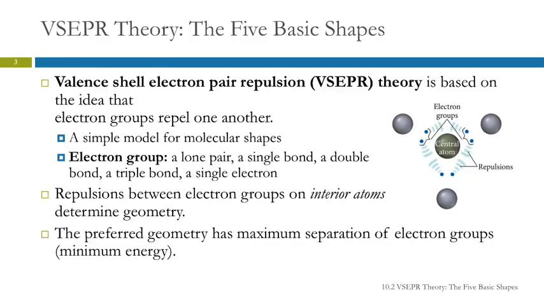So VSEPR theory is a theory that helps us to explain the shapes of molecules. We talked about Lewis theory and how the atoms are connected in a molecule. VSEPR theory talks about the shapes of the molecule. VSEPR, I know that's not exactly how you'd pronounce it, but it's close enough, stands for valence shell electron pair repulsion theory.